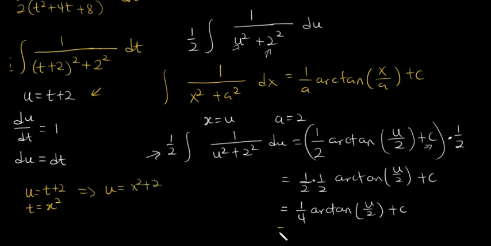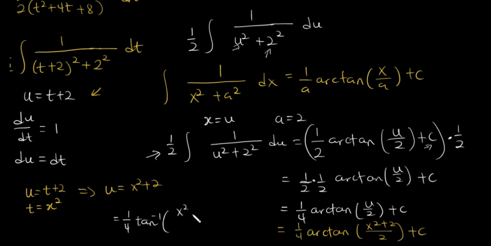So our final answer will actually be 1 over 4 arctan of (x squared plus 2) divided by 2, plus C. So this will be our answer. If the answer is not written in terms of arctan, then that would be in terms of tan inverse. So for that one, we are going to have 1 over 4 multiplying the tan inverse of (x squared plus 2) divided by 2, plus C. So this will be our answer.